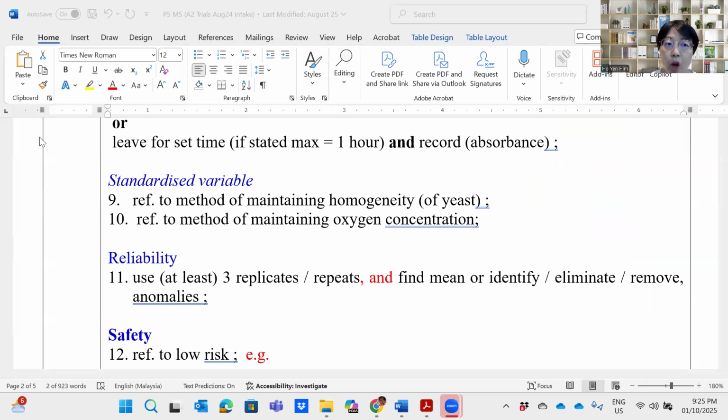Because we want the yeast to carry out aerobic respiration, according to the question, you must tell me what is the method to maintain oxygen concentration. How?